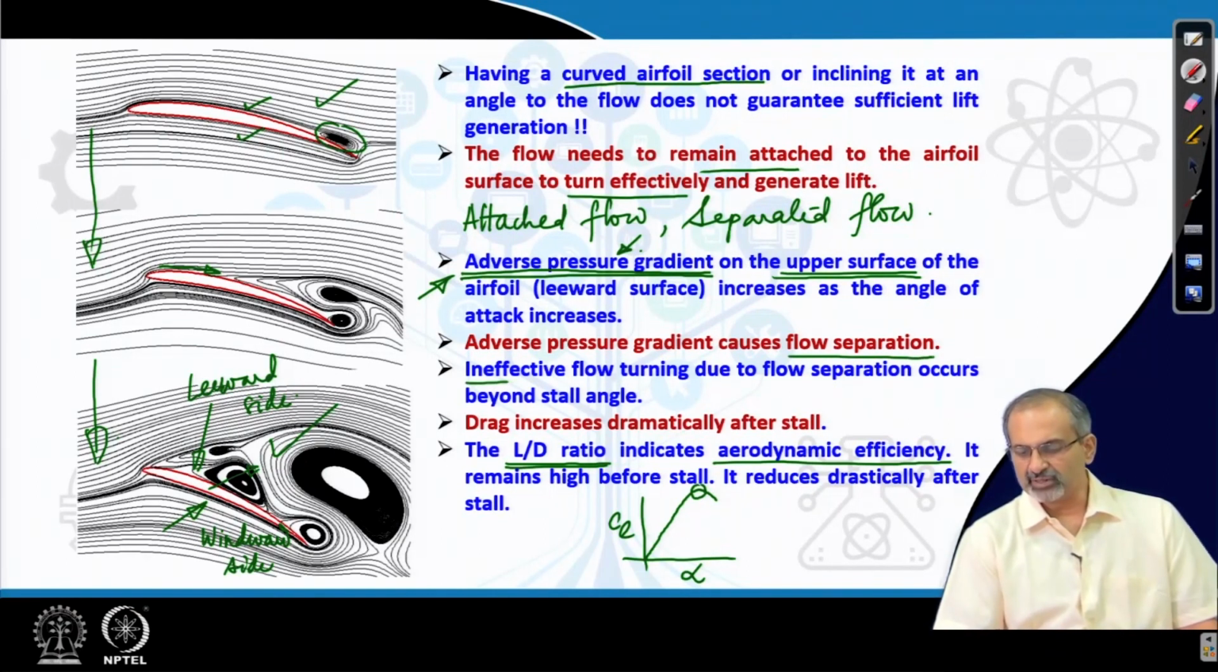It also leads to ineffective flow turning due to flow separation, and therefore, the body no longer remains streamlined to the flow, nor does it have the capability of generating sufficient lift with accompanying low drag. Rather, the lift becomes very low and the drag becomes significant, and therefore, it loses its aerodynamic performance.